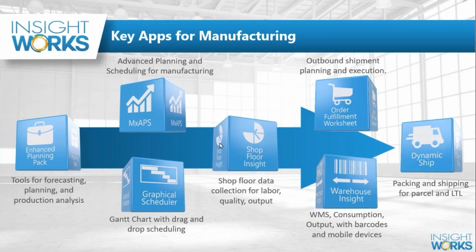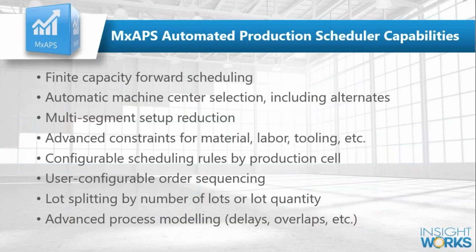So this is kind of what we're going to focus on today as we get into the demo. Now, before I do that, let's talk about some of those capabilities that MX APS provides. So APS is actually Advanced Planning and Scheduling is what that acronym refers to. I prefer to call it Automated Production Scheduling, because that's what it does. It's going to automate that scheduling process, right?